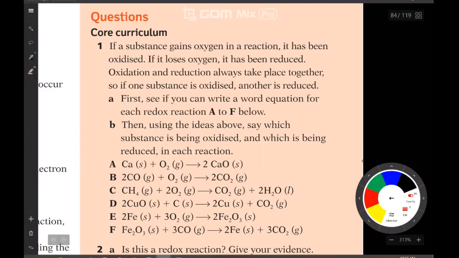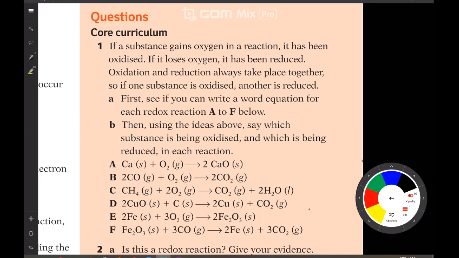Question number 1. What the question says is: if a substance gains oxygen in a reaction, it has been oxidized. If it loses oxygen, it has been reduced. So it gives you the definition for oxidation and reduction based on the transfer of oxygen. It says oxidation and reduction always take place together.